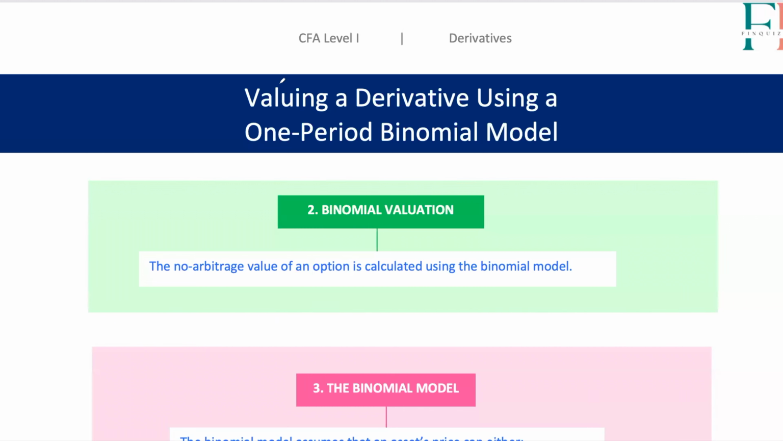Today, we're exploring how to value a derivative using a one-period binomial model, a topic that can seem intimidating at first, but once you wrap your head around the key ideas, it's actually pretty straightforward.